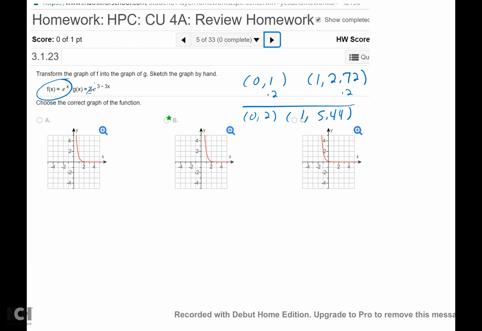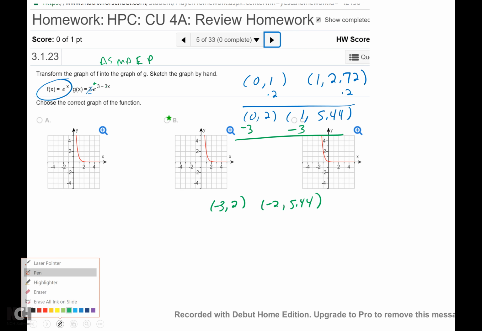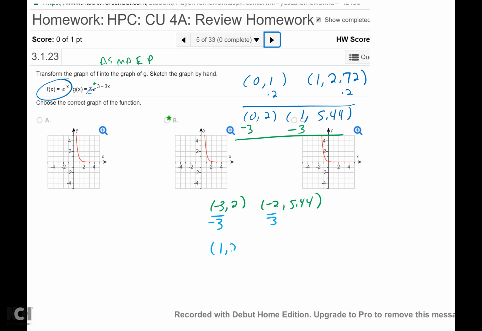Now on top, they want me to do two things. They're saying add 3 and multiply by negative 3. So we're going to do the opposite, and we're going to do it in reverse order of operations. So I'm going to actually subtract 3 from my x's, which gives me (-3, 2) and (-2, 5.44). And then I'm going to divide my x's by negative 3 because they're multiplying by negative 3. And that's going to give me (1, 2) and (0.6 repeating, 5.44).